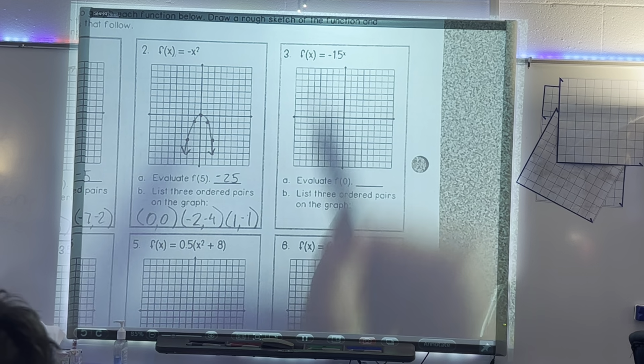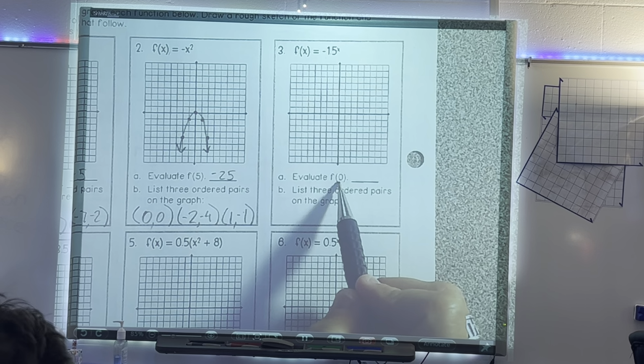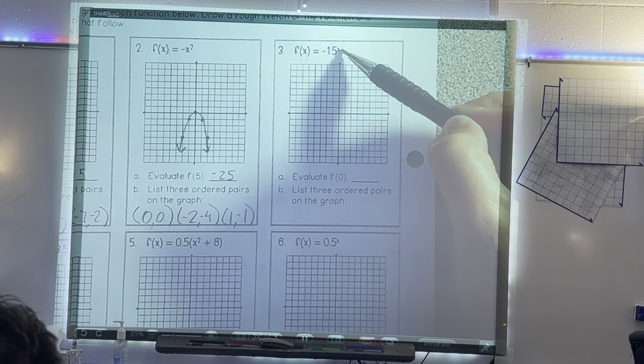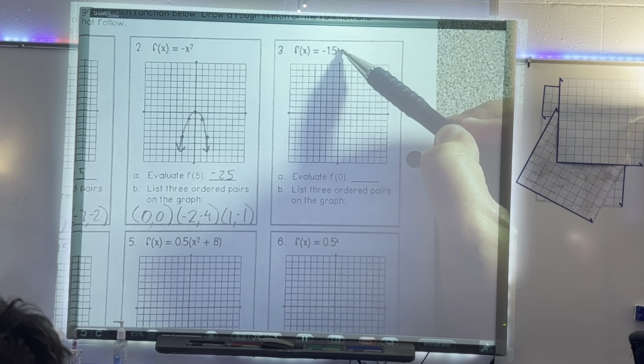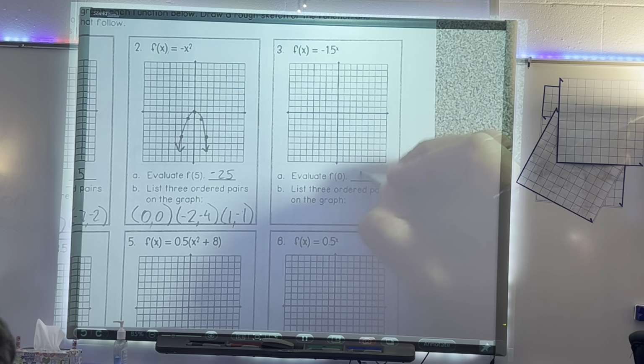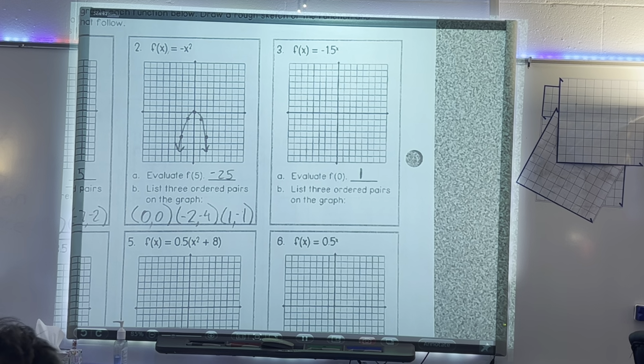Now, before we do that, I want you to look at this. They're saying f of 0. What's gonna happen when I put a 0 in there? It's gonna make it 1. Everybody okay there? Yes, no?